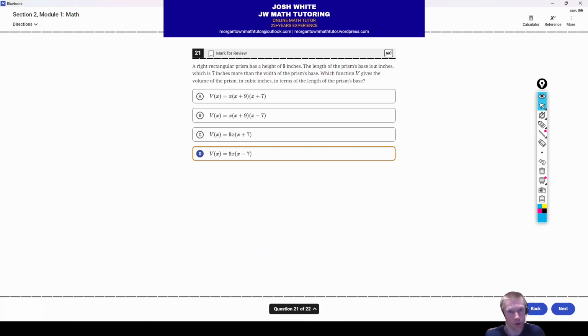Now, an alternate way you could do this is let's try picking numbers. So we know height is 9. Let's say the length is 10. They tell us the length is 7 inches more than the width. So 10 is 7 more than, well, 3. So what does the volume for this come out to? Looks like 9 times 10, 90, times 3, 270.